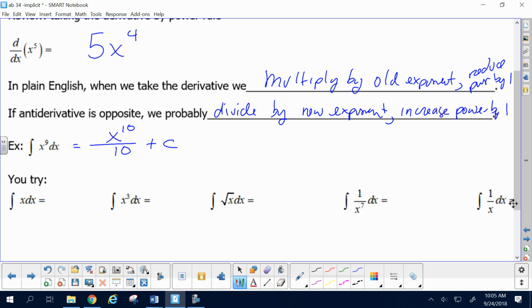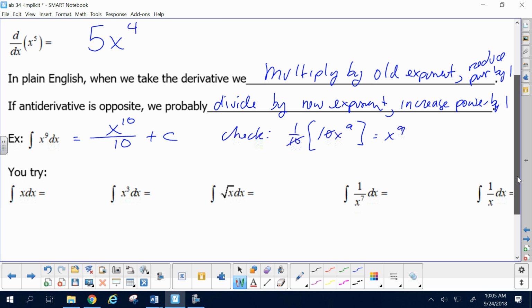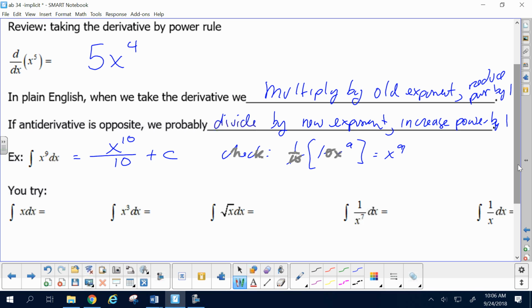Now, we can always check. If I take the derivative of x to the 10th over 10, the 1/10 is just a coefficient, so I just leave it. What's the derivative of x to the 10th? 10x to the 9th. Isn't that exactly equal to x to the 9th? And so that seems like our integration worked. Remember, you can check an antiderivative with a derivative. All right, so when you integrate with a power, you raise it by 1, divide by the new power. All right? So try those on your own.